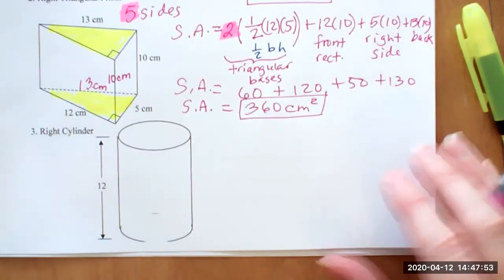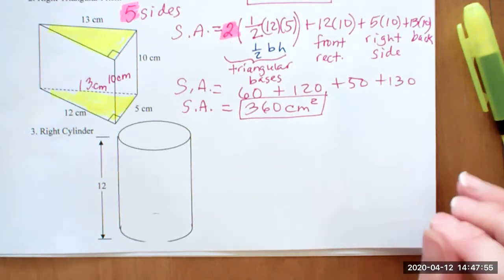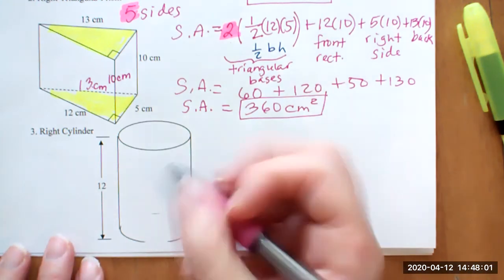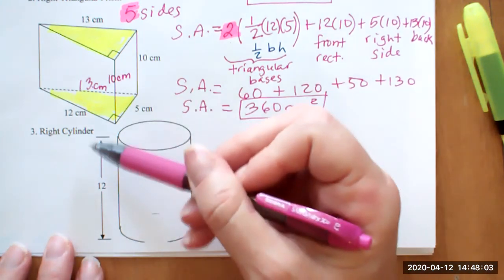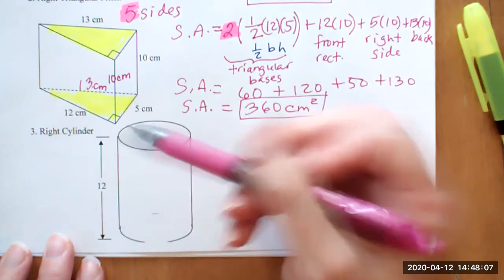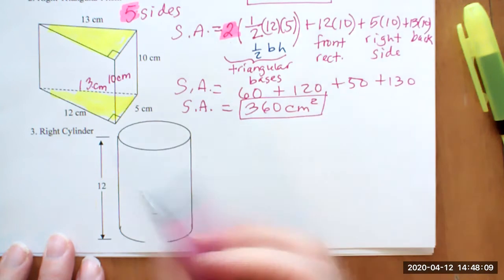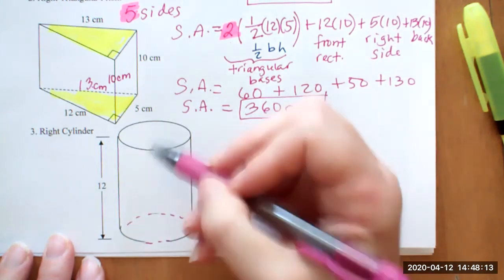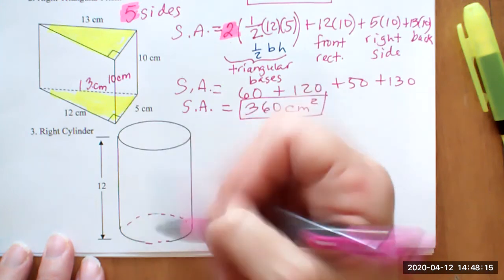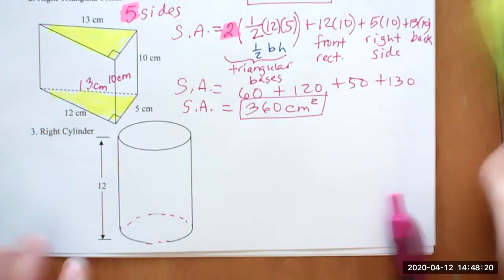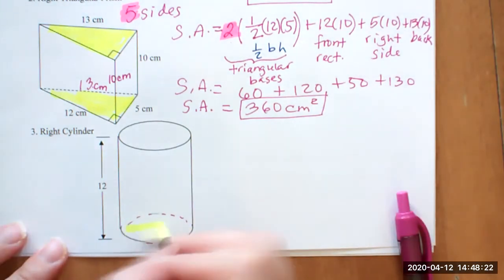All right, so let's look at the right cylinder, and then we'll pause before we go on to pyramids and cones. Notice here what we're given for the right cylinder. This is called a right cylinder because the top and the bottom of the can are parallel and congruent to one another and directly on top of one another. So here are the bases. I'll highlight the bases for you.